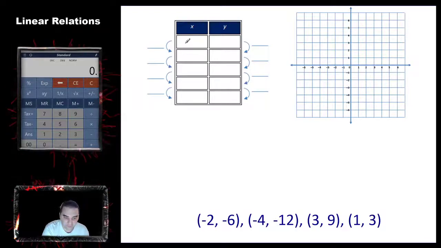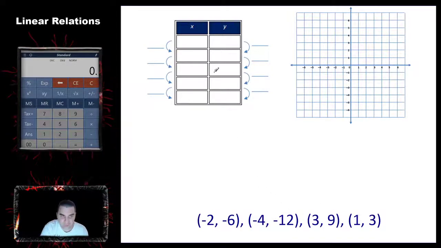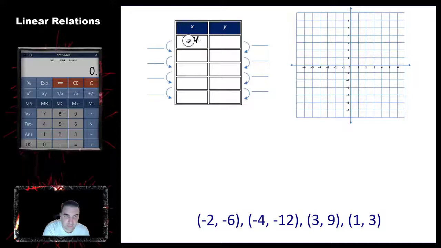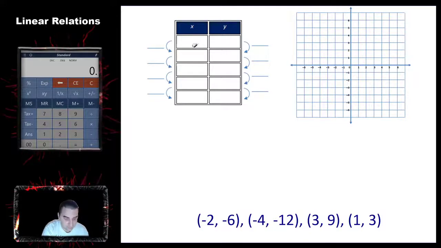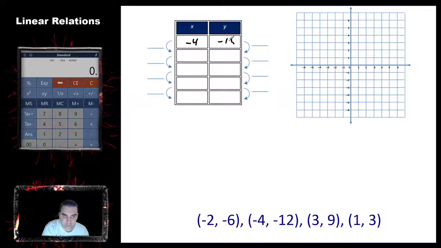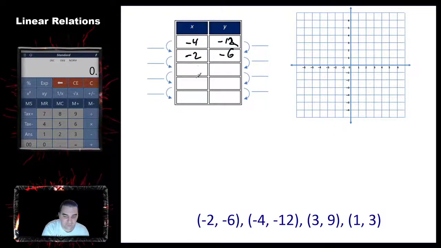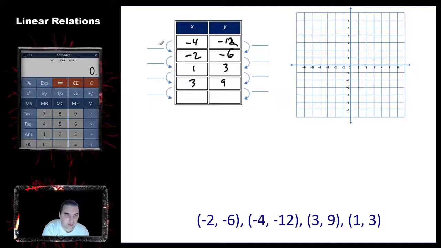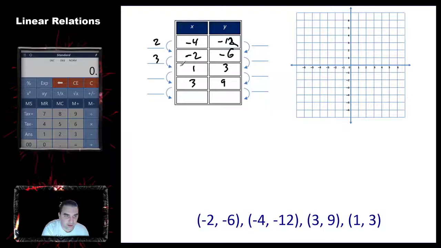We have minus 2, minus 4. Minus 4 is the smallest, so let's try that again. Minus 4 and minus 12. We have minus 2 and minus 6. We have 1 and 3, we have 3 and 9. That's a change of positive 2. That's a change of positive 3. That's a change of positive 2.